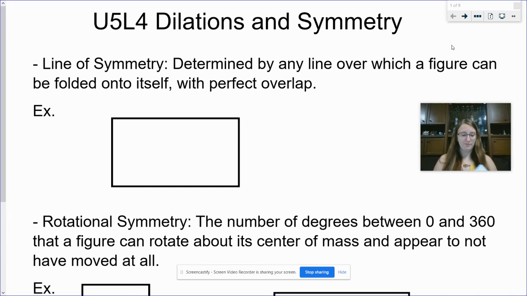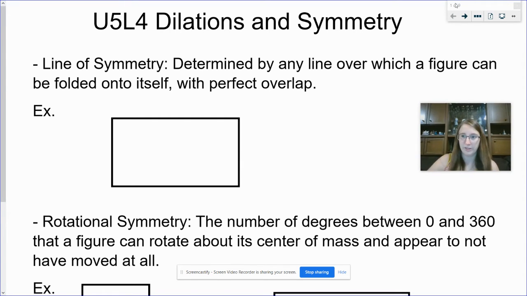But if I fold it, let's see, this way, I kind of got to experiment a little bit. Hamburger style. Hey, look, this is perfectly overlapping onto itself. We would call this, where I folded it, a line of symmetry.